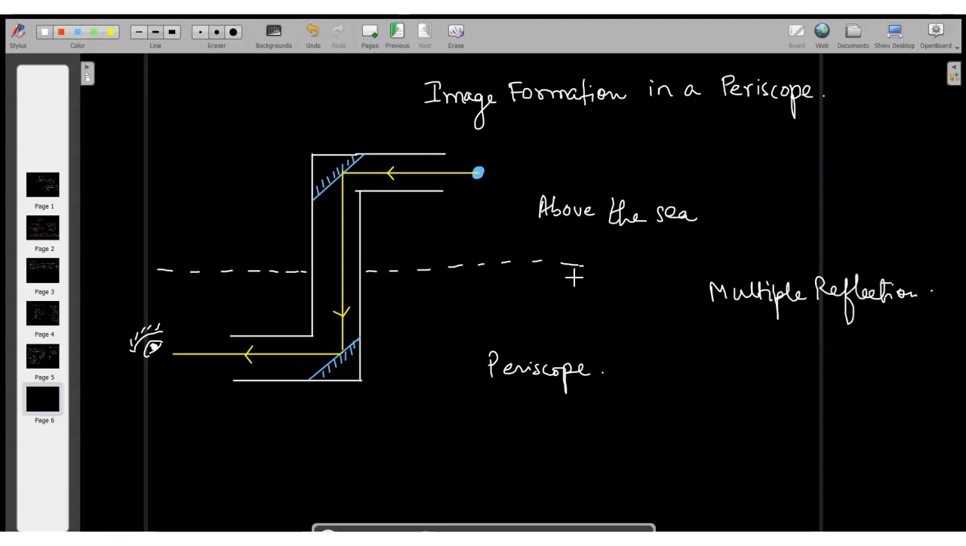Okay, a similar phenomenon is also observed in a device called a kaleidoscope. So how does a kaleidoscope look? In a kaleidoscope, we take three plane mirrors and incline them. Suppose this is one plane mirror, and then we take another plane mirror.